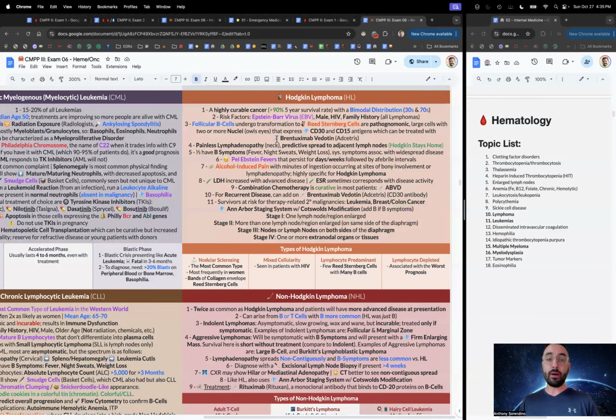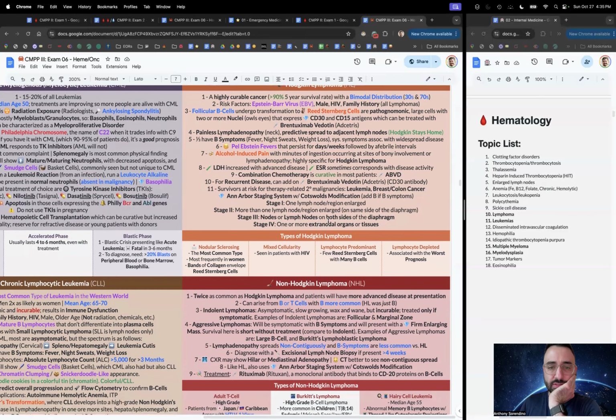Okay, so Epstein-Barr and then Pel-Ebstein fevers. So just put the Epstein and Ebstein together. The alcohol-induced pain, that is super unique. So within minutes of ingestion, you get pain at the sites of bony involvement, or you get lymphadenopathy. So highly specific for Hodgkin lymphoma. That's pretty interesting. Brentuximab, so this is where you have Adcetris.